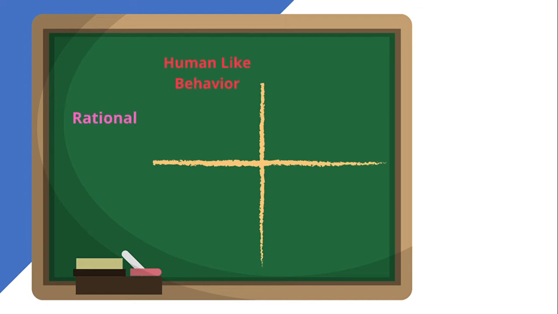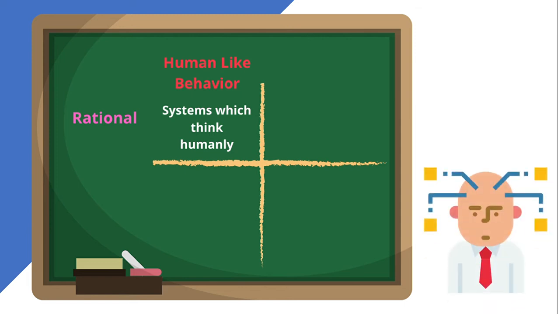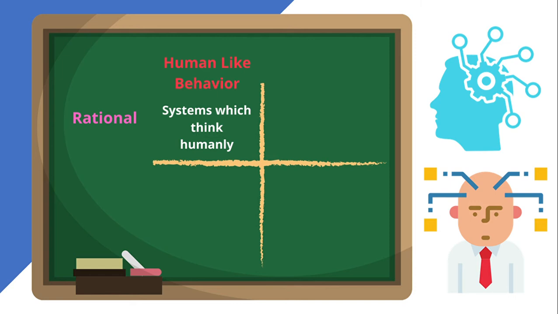Human-like behavior with rational abilities brings in the systems which think humanly. This is a cognitive approach whose main requirement is to know how humans think. It focuses on developing machines with minds in the literal sense.